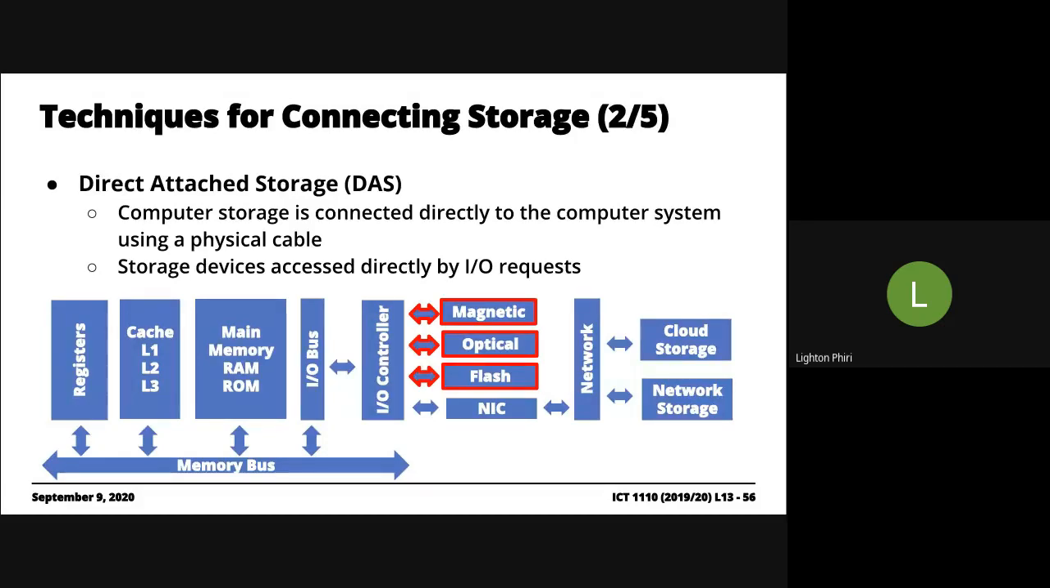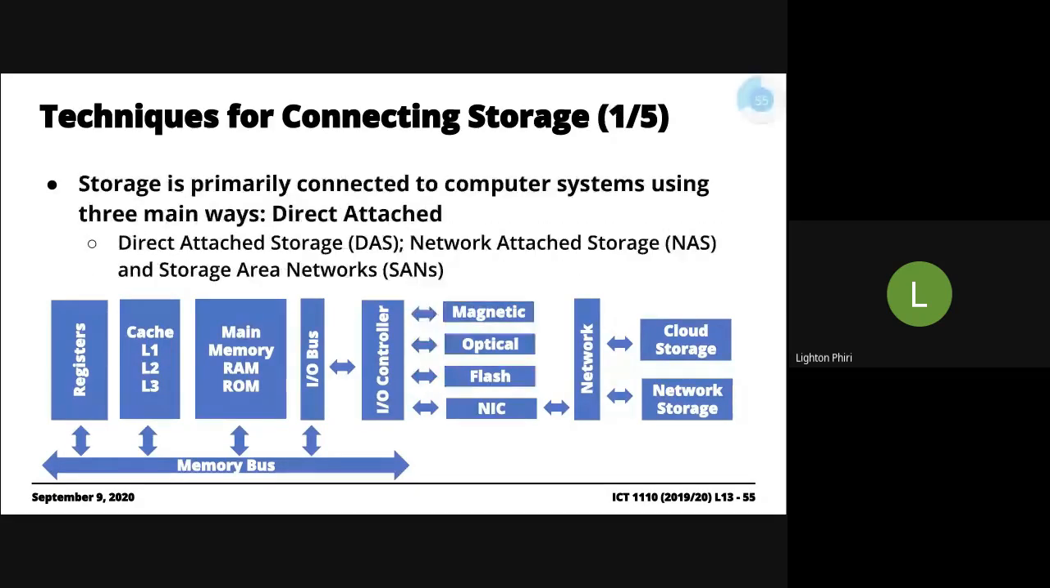Anyways, so there's direct attached storage and network attached storage. The names are pretty much self-explanatory. Direct attached storage are storage devices that you directly connect to your computer system. And then you also have what's called network attached storage, which we typically gain access to via a network.